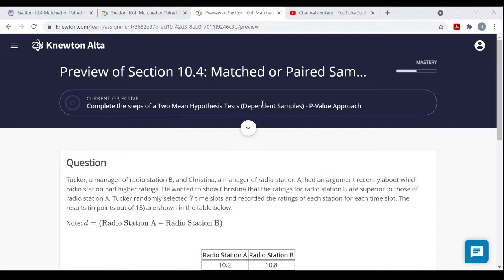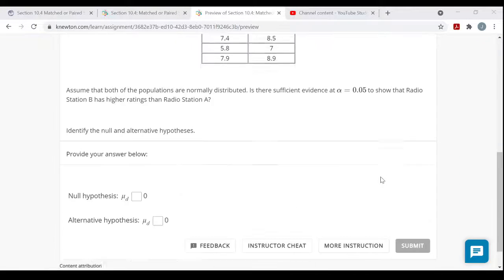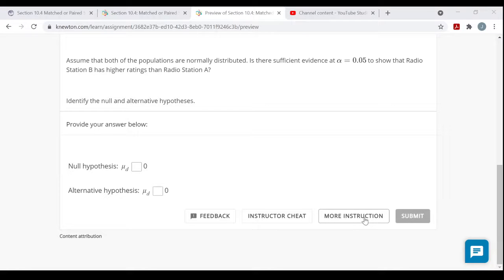If you want to see how they're doing things, how they're instructing you, click on More Instruction. Look at their notes, their examples, their videos, and hopefully those help you out.